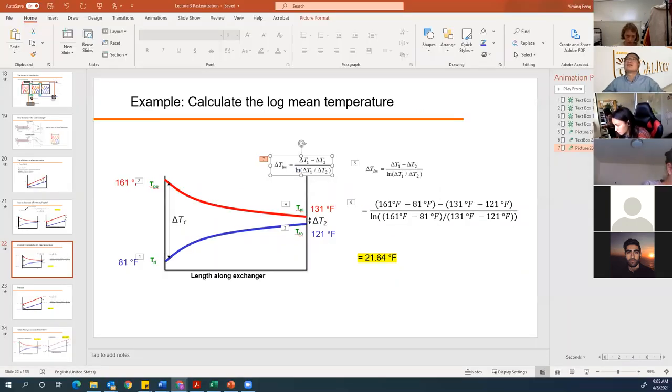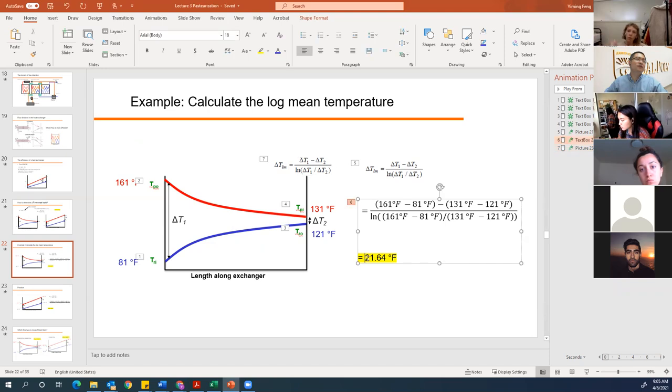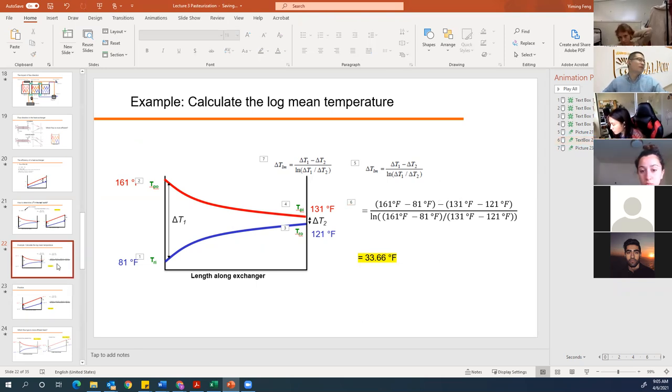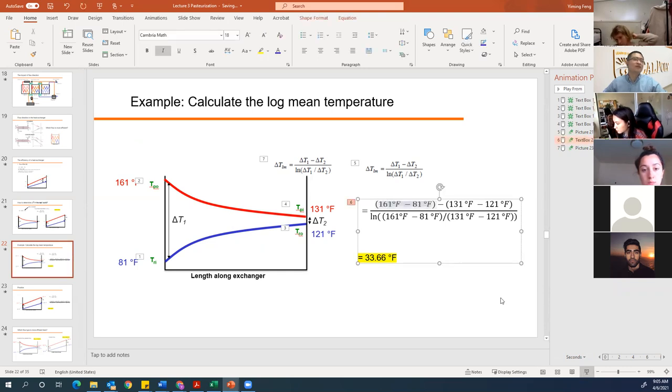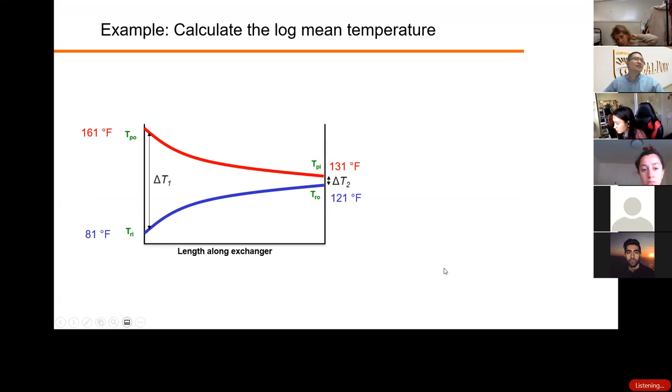Let me do a quick calculation here. Okay, so on the top we have 80 minus 10, 70. On the bottom we have ln 4.8. Okay, you're right. So it's 33.66. Is that correct? Okay, good job. I think I plugged in the wrong number here.